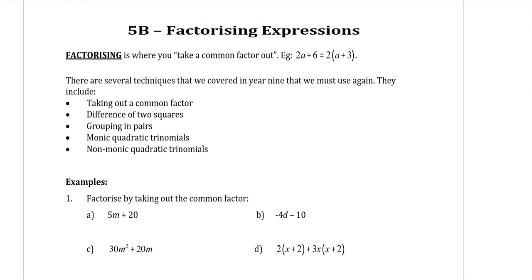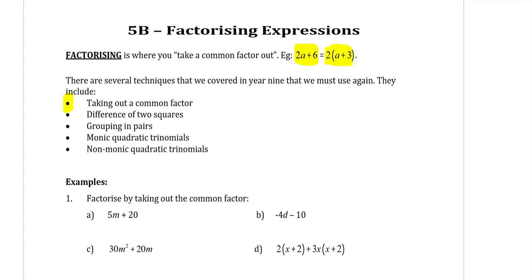Let's now look at factorising, which means that we want to put things into brackets. So the most familiar type of factorising is the taking out of a common factor. So you might have two terms like this, and both of those terms can be divisible by 2. So the 2 comes out the front, and we divide and put the remaining parts inside the bracket.